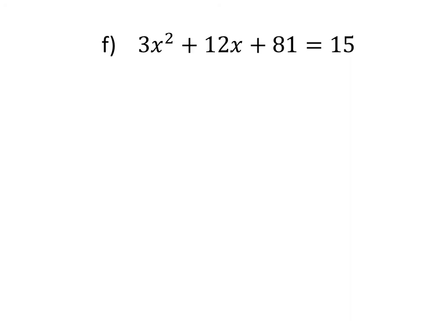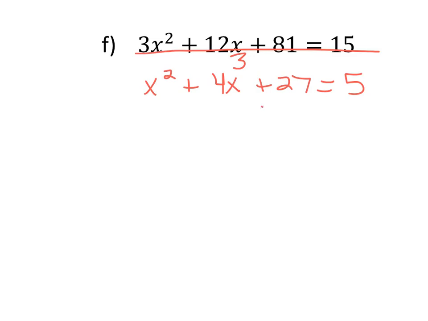Okay, let's take a look at letter F. Again, the leading coefficient is not 1, it's 3, so I'm going to divide everything by 3. That's always going to be your first step. So I have x squared plus 4x plus 27 equals 5. Now I need to move this constant to the other side. X squared plus 4x equals negative 22. Take your, that should be an x there.